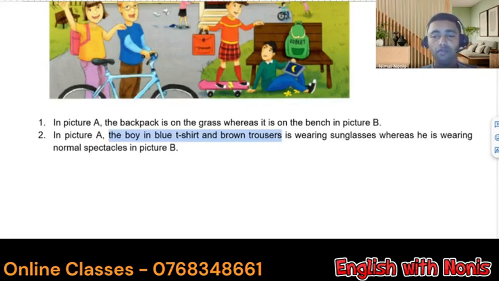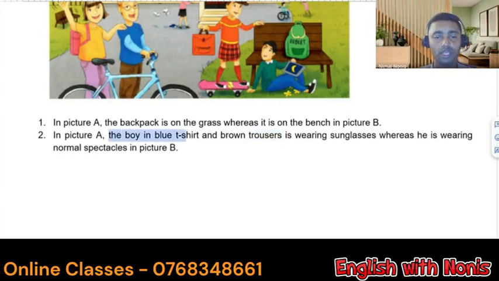Then we are telling what he is doing. He is wearing sunglasses. If you remove this part, you can simply say the boy is wearing sunglasses. That's the sentence. But we are describing who the boy is, so the boy in blue t-shirt and brown trousers. Always remember, it has to be trousers. You can't say trouser. That's wrong. You have to say trousers.